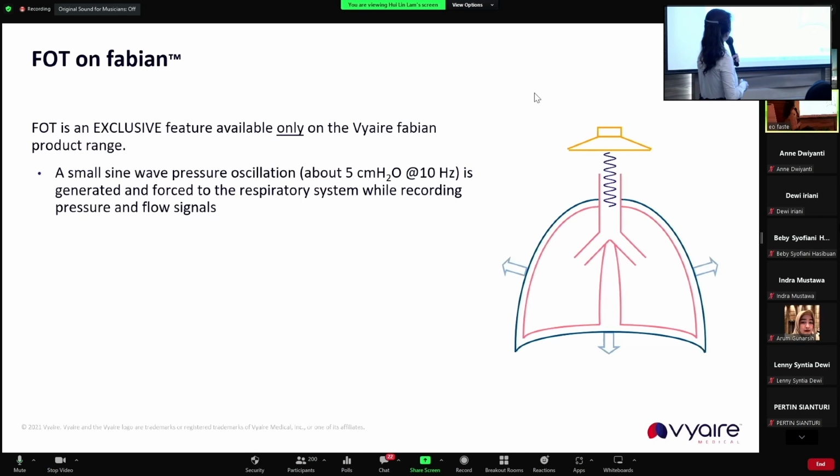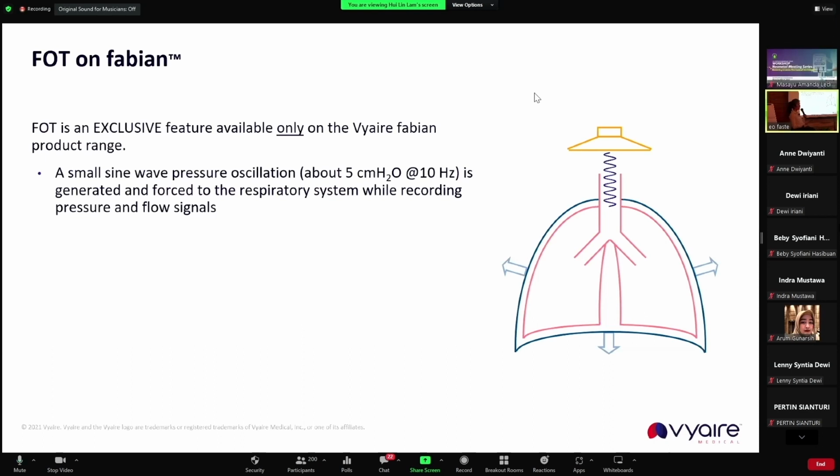So FOT, what signal do we send out? We send out about 5 cm water at 10 Hz to the patient's lungs. And then from there, we will record the pressure and flow signals back to the ventilator itself to find out what the reactance is. And then from there, we know the compliance.